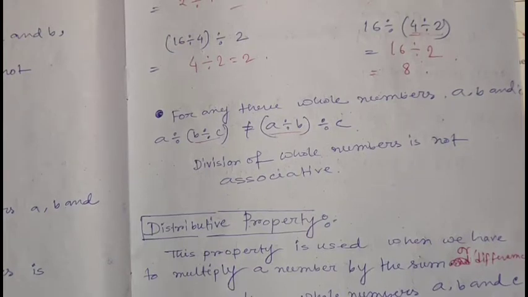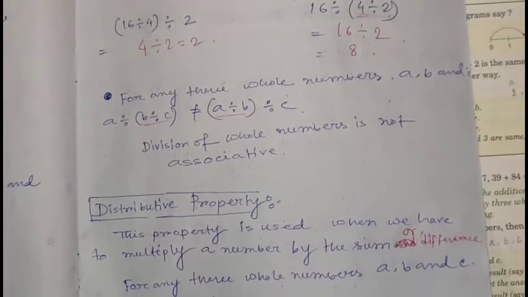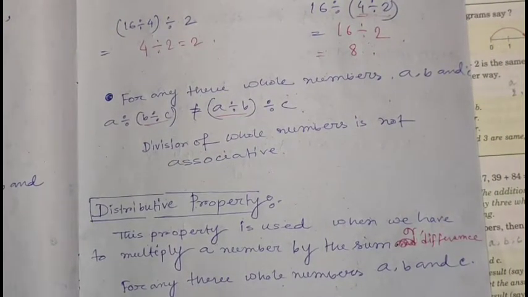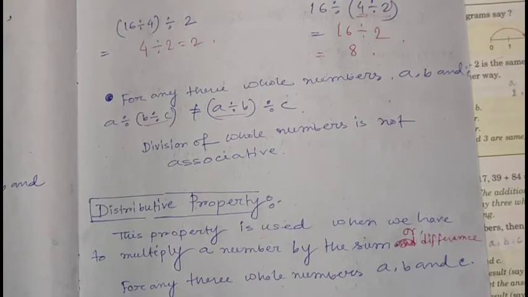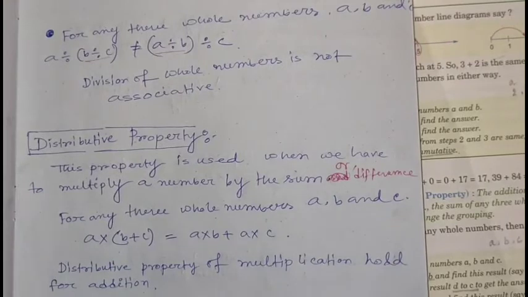This property is used when we have to multiply a number by the sum or difference of two whole numbers. We have to apply this property when we have to multiply a number by the sum or difference of two whole numbers. So what is the distributive property?